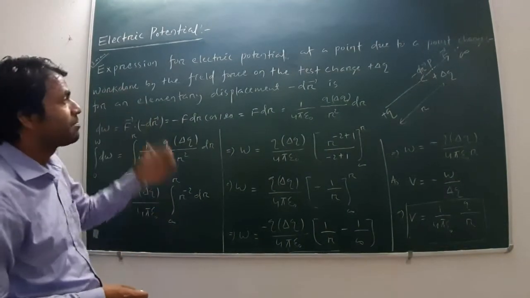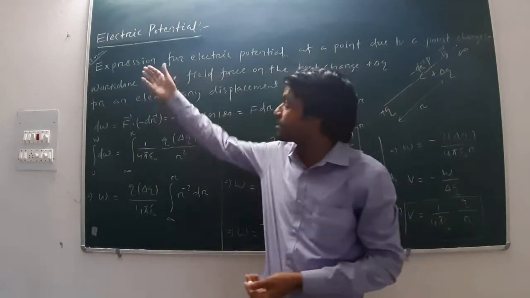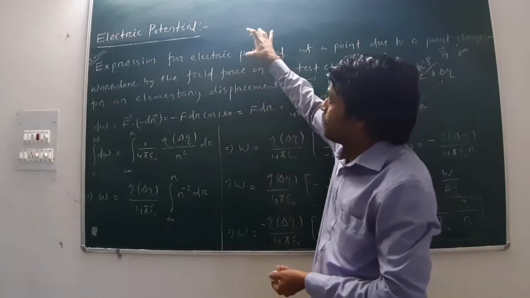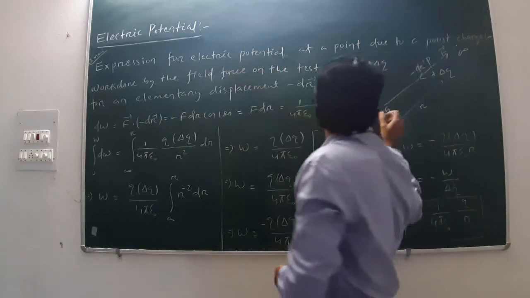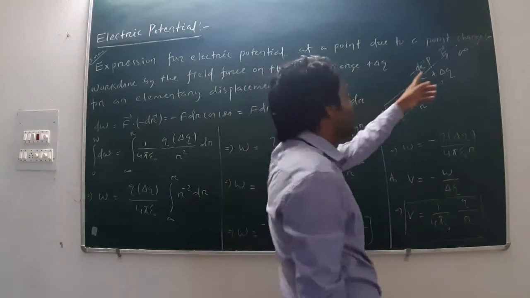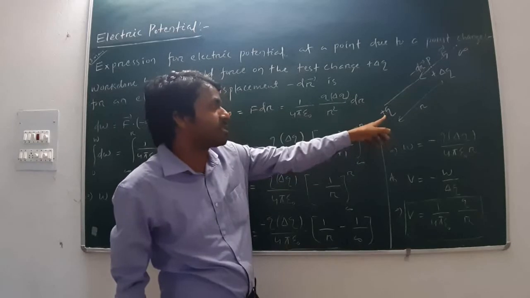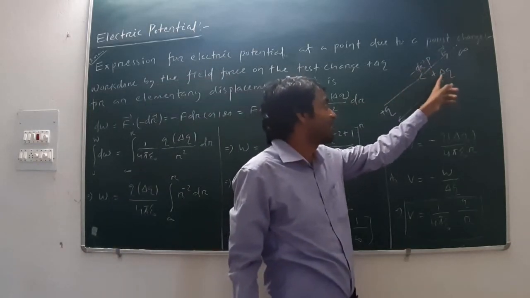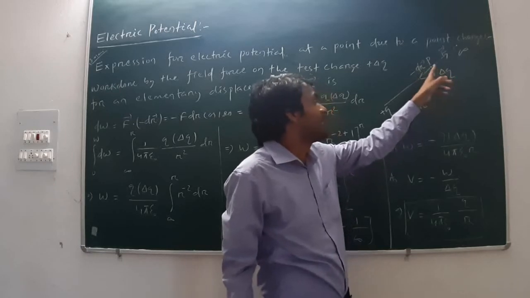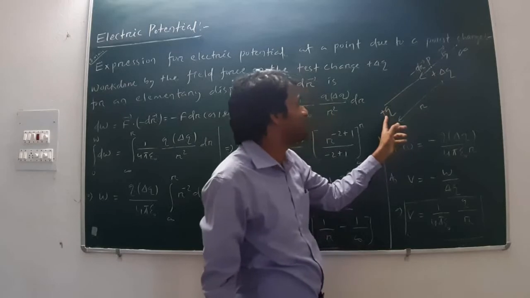Then the expression for electric potential at a point due to a point charge. This is a 3 marks question. We have to calculate the electric potential at a certain point due to a point charge. Here from the diagram, this is the point charge plus Q and this is the point P, the point of observation, where a test charge plus del Q is placed. I have to calculate the electric potential at this point P due to this point charge.